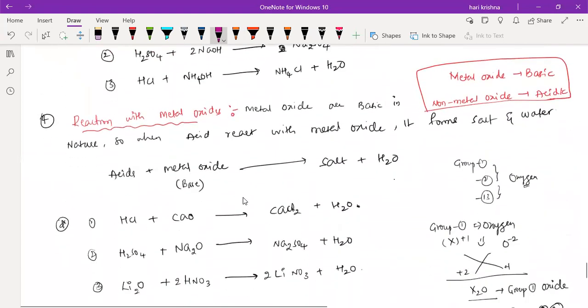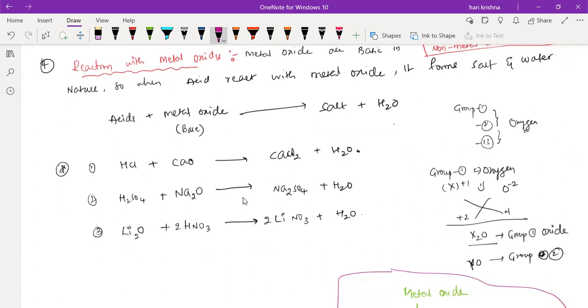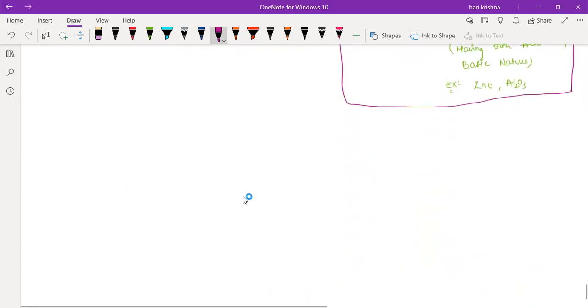Okay, reaction with metal oxides. Metal oxides are basic in nature, so when acid reacts with the metal oxides, it forms salt and water. Fine. Any doubts in this? No doubt, sir.